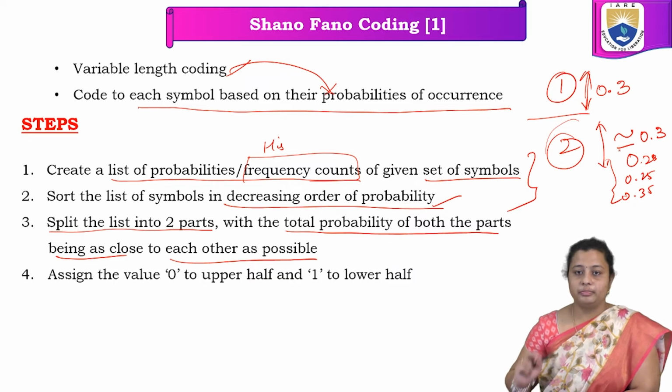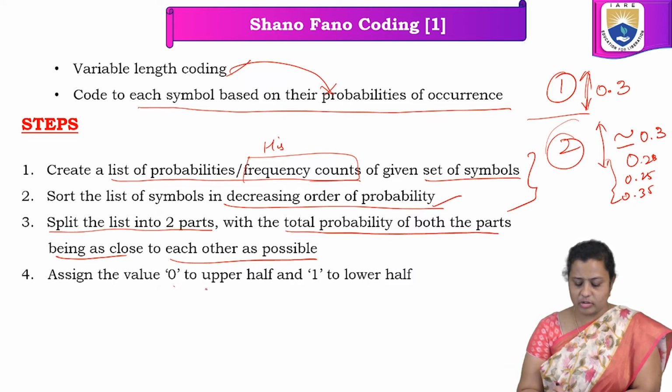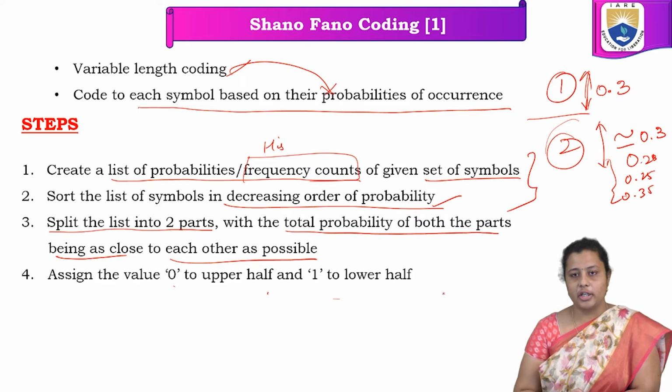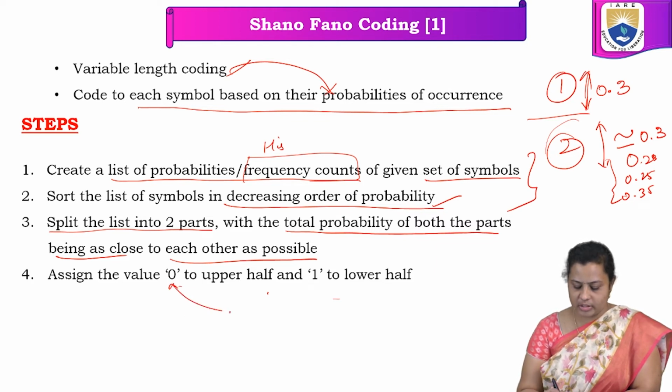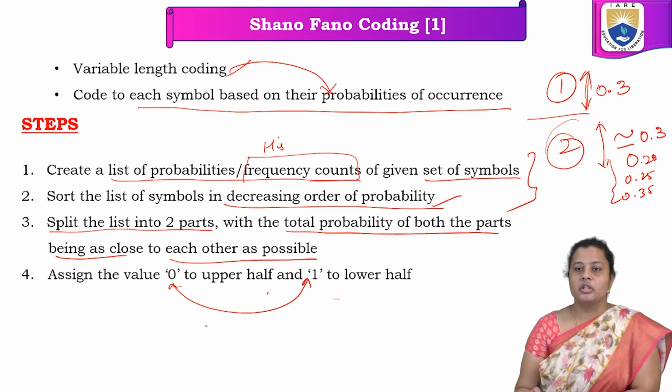Then we assign the value 0 to the upper half and 1 to the lower half, right? Or you can do the vice versa also. It's not specifically that the upper half should always be given 0. It can be done vice versa also.